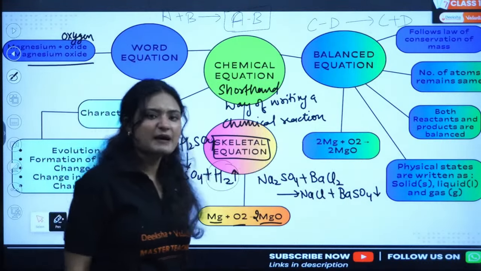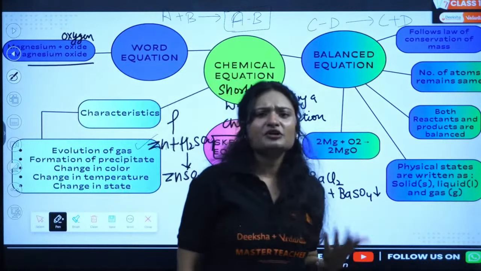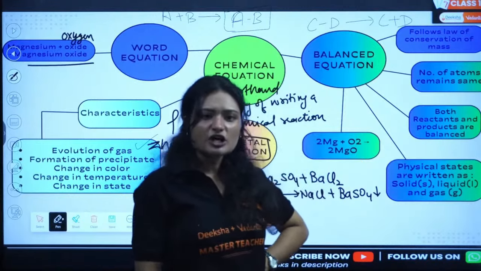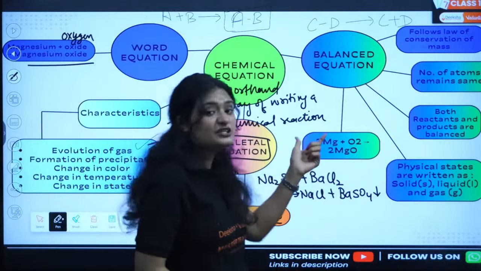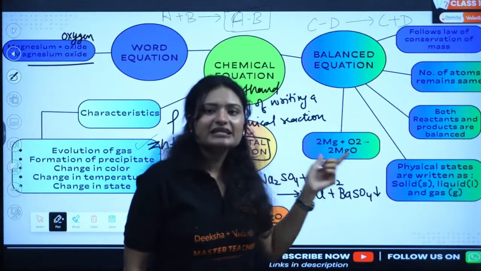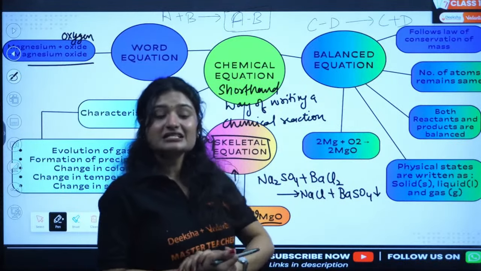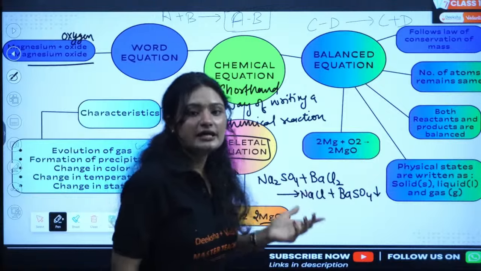Now, number of oxygen is balanced, correct? But what about the number of magnesium? Number of magnesium is not balanced. So, what will you do? You will add 2 on the reactant side also, and that's how you get a balanced chemical equation.